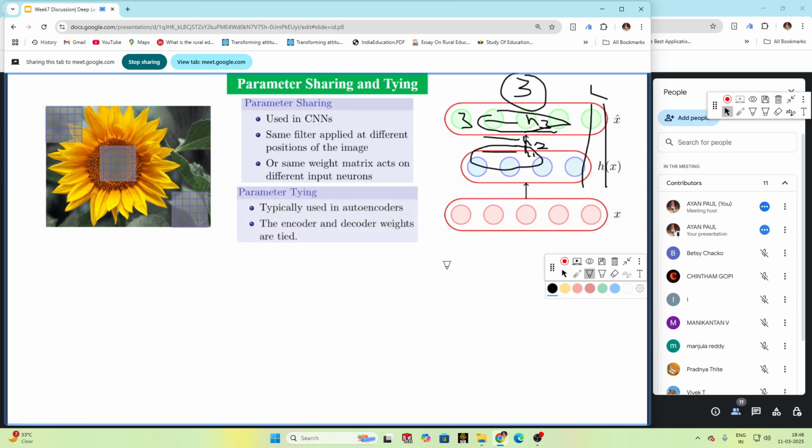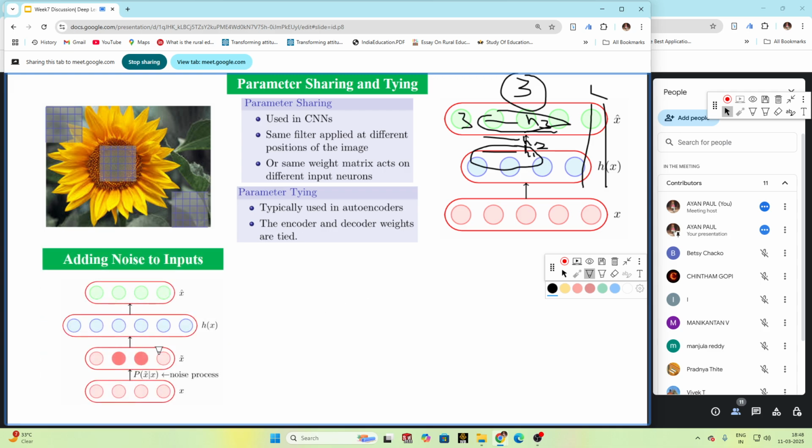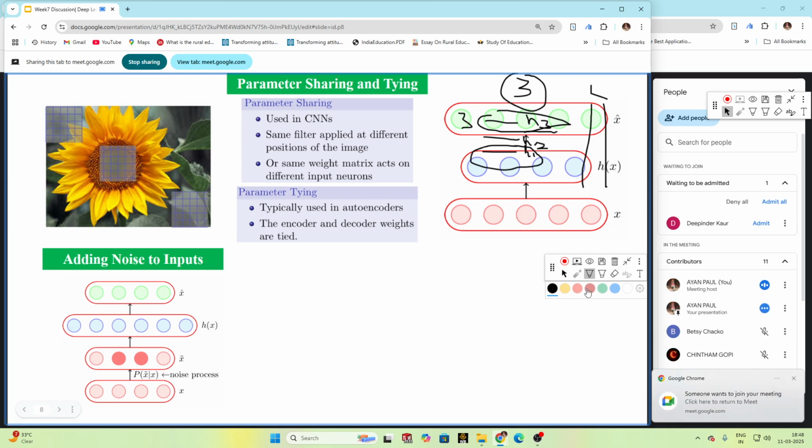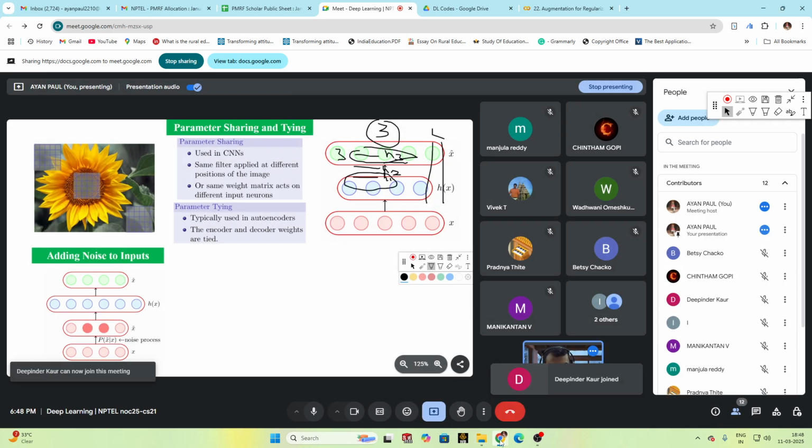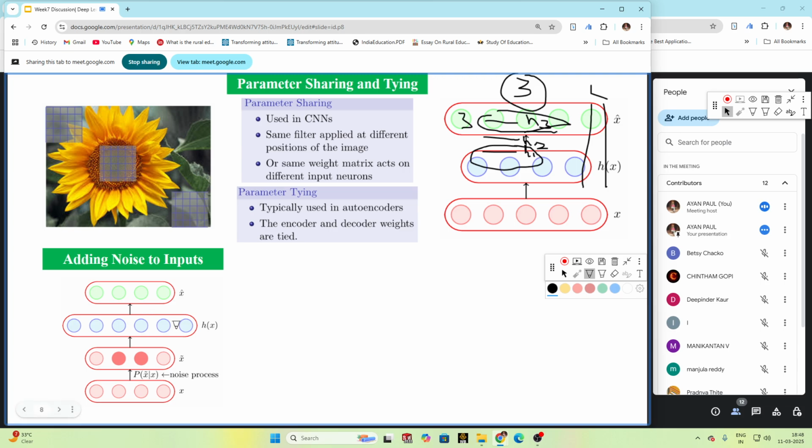So that is parameter sharing and tying. We have also discussed this in the case of autoencoder. Now another thing is adding noise to the input. We have again discussed this in the case of autoencoder. Earlier, we were taking the input as it is. But now we will add some noise to the input, and before our hidden layer learns from the input, it will not learn from the raw input, rather it will learn from a noisy input.